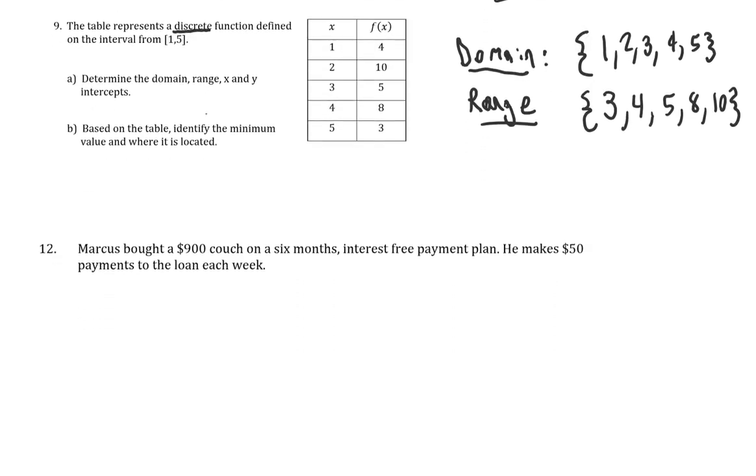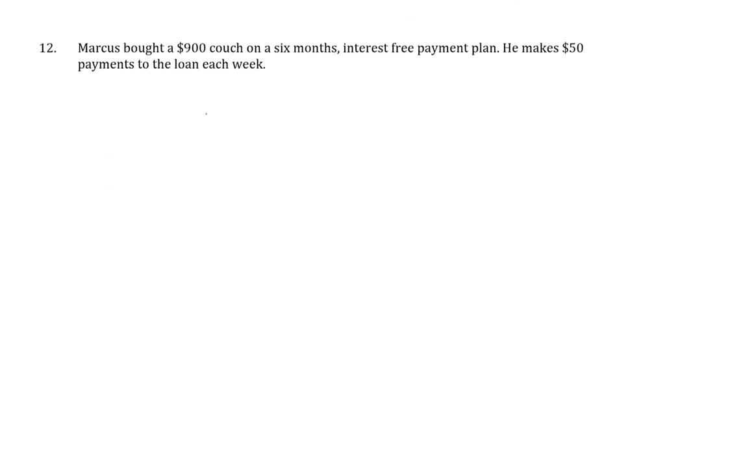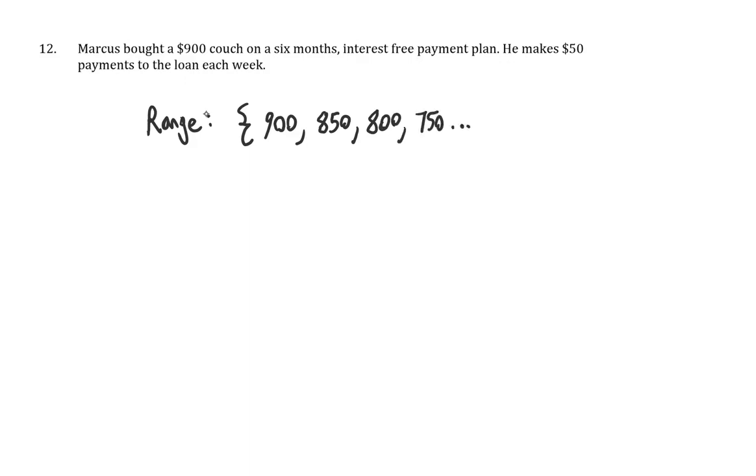So finally, we wanted to look at a situation. So number 12 is a situation. Marcus bought a couch for $900 on 6 months interest-free payment plan. He makes $50 payments to the loan each week. So let's actually start with the range for this scenario, because that's the most easy to think about from the information given. So he's got his $900 couch. He's paying off $50 each week. So 900 down to 850, down to 800, down to 750, and on and on and on until he gets to 0 and he's paid off the couch.